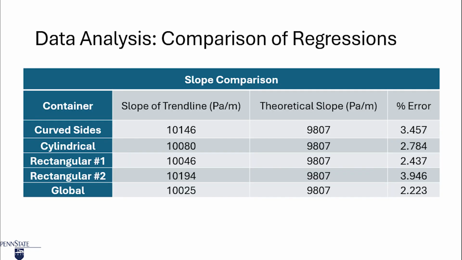This table shows the comparison of the slope of the linear trend line for each container shape against the theoretical slope. The theoretical slope is ultimately equal to the density of water multiplied by the gravitational constant. From here, we were able to compute a percent error for each trend line and recognize the difference. As you can see from the percent errors, they are very low, indicating that there is a high correlation between the depth of the submerged object and the pressure acting on the submerged object.